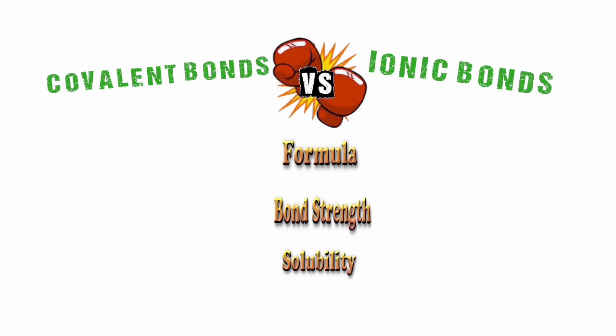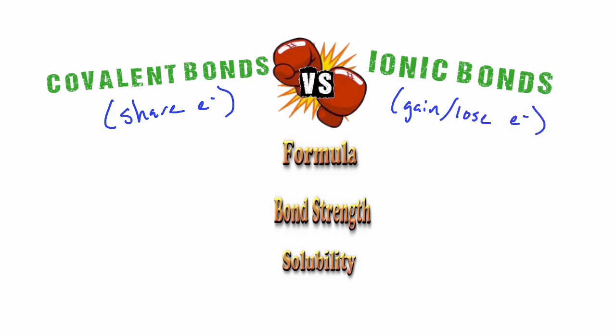Covalent bonds versus ionic bonds. We want to discuss some of the things you're going to see in this lab based on whether the compound has a covalent bond or an ionic bond. The main difference between these two is how the electrons are being handled between the different atoms that are bonded in each compound. For example, covalent bonds share electrons between each element. Ionic bonds gain or lose electrons, so there is no sharing.